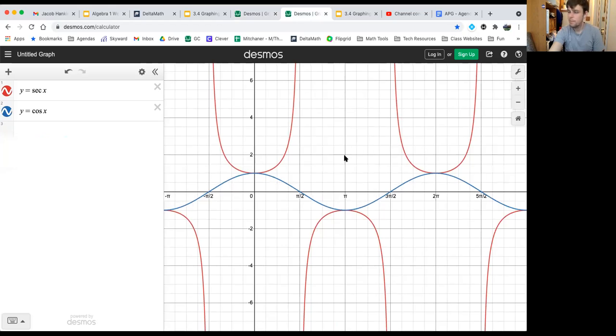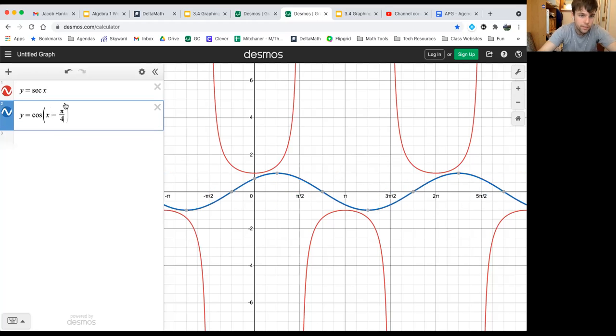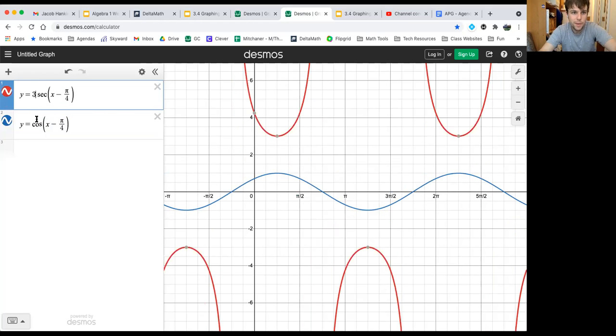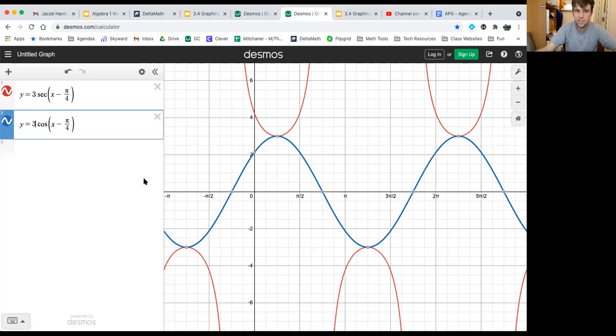No matter what transformations we make to the secant graph, as long as we make the same transformations to the cosine graph, they'll line up perfectly, always, right? Let's say we want to shift it to the right pi/4. Let's make that happen. Let me copy this and throw it up here. If I shift them both the same, they line up perfectly. It doesn't really matter what transformations we apply to it. They're going to match up perfectly as long as we have the same transformations.